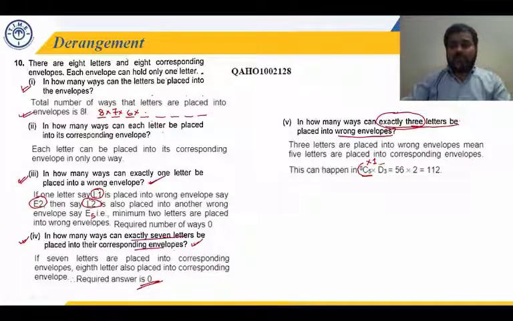And now the remaining 3 are automatically left. Those remaining 3, all of them can be placed into wrong envelopes in D3 ways. Now 8C5 is 56 and D3, as we have seen in the previous slide, the value is 2. So the answer is 112. Fine.